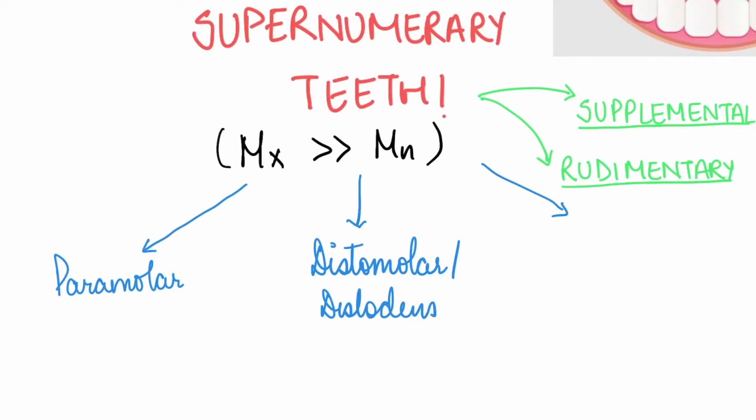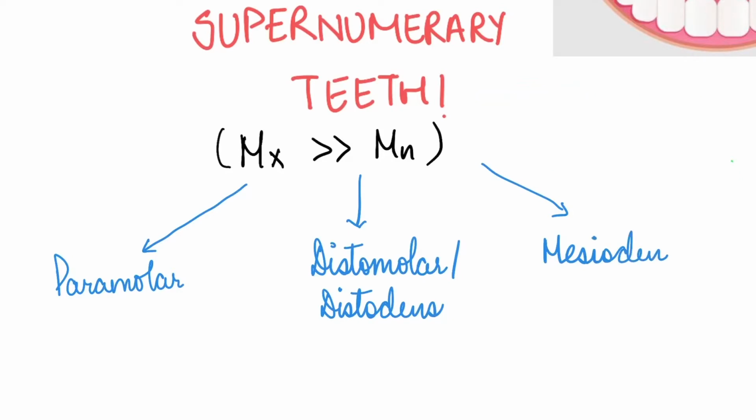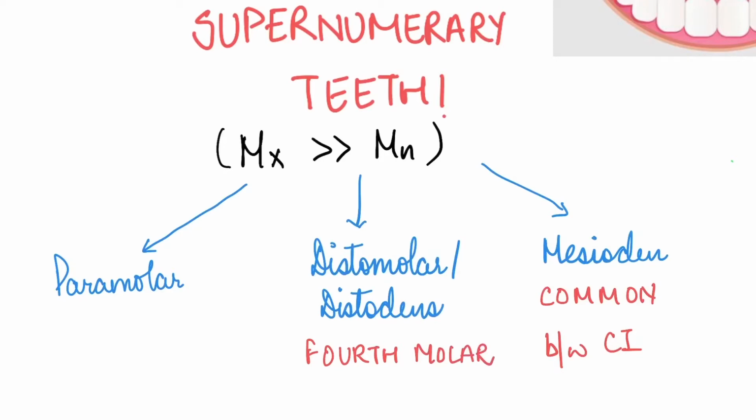There are majorly 3 types of supernumerary teeth that are present. These are paramolar, distomolar, or mesiodens. Mesiodens is the most commonly found supernumerary tooth, and we all know that it is present between the maxillary central incisors. Distomolar is the accessory molar, that is also called fourth molar, and it is also known as distodens. And paramolar is the term for the posterior supernumerary teeth that is situated lingually or buccally to a molar tooth.